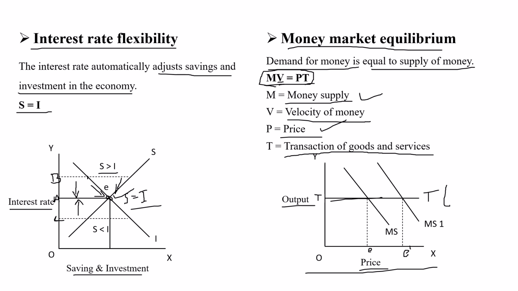So these are the main components of the classical theory: one is Say's market law, second is wage price flexibility and interest rate flexibility, and then money market equilibrium. Through these components, output, income and employment are determined in the economy as per the classical economists.